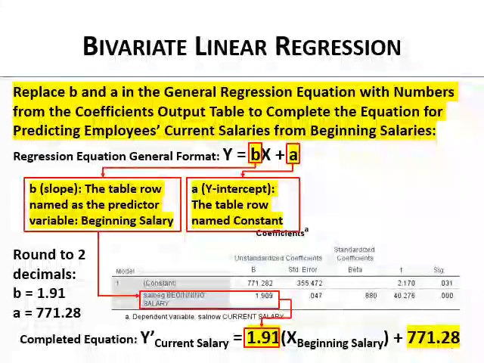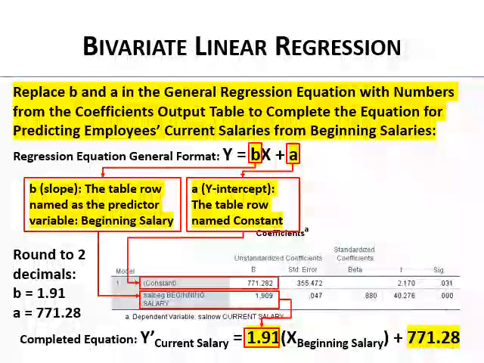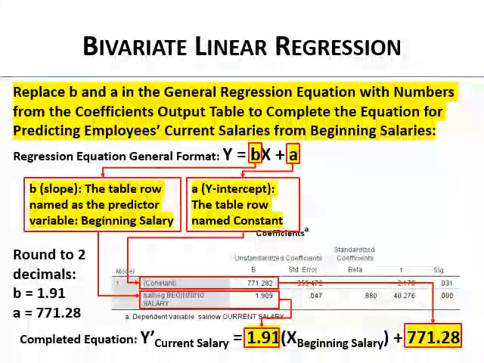All right, so now we need a. The a at the end there is the y-intercept. It's where the line goes through the up and down axis. So where's that in the table? It's in the line called constant, 771.282. Fill that in where a was above, and you've got your full regression equation filled out. Someone's current salary is equal to 1.91 times their starting salary, and then you add $771.28 to it. That'll give you someone's predicted current salary.